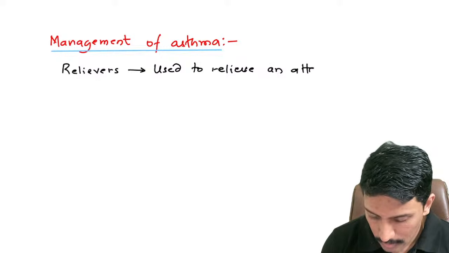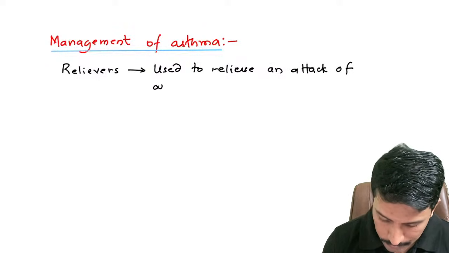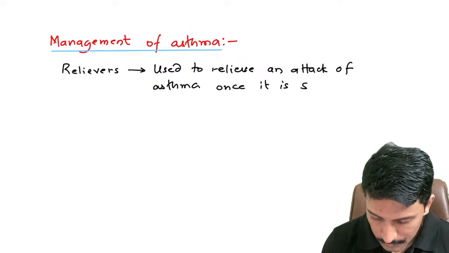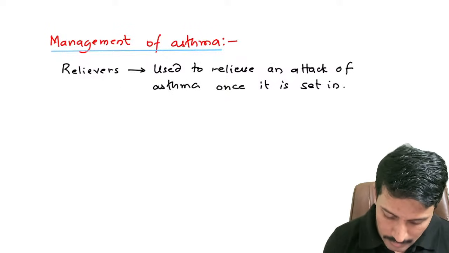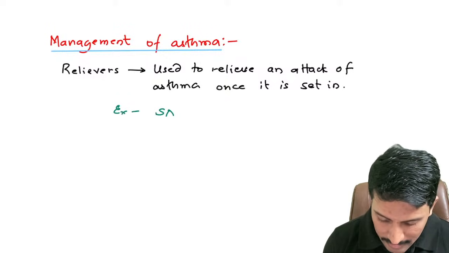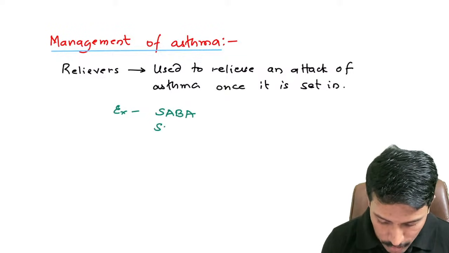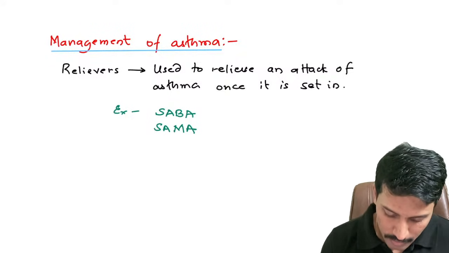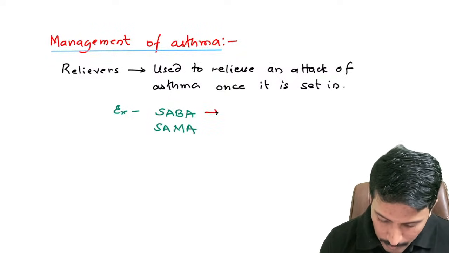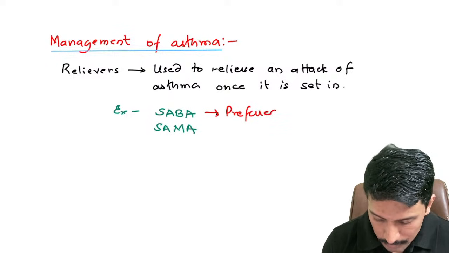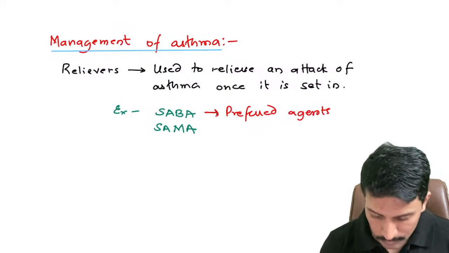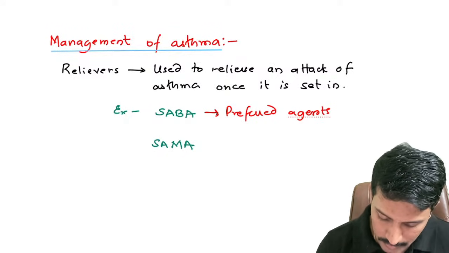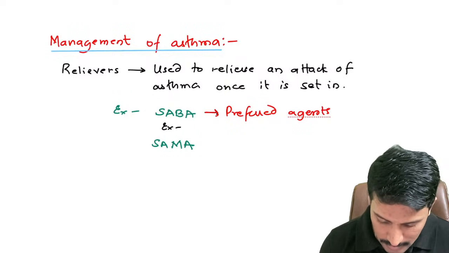So relievers are used to relieve an attack of asthma once it is set in. The examples are short-acting beta agonist and short-acting antimuscarinic agents. And you should also make it a point that short-acting beta agonists are preferred agents, and you can write one example as well. The example for SABA is salbutamol.